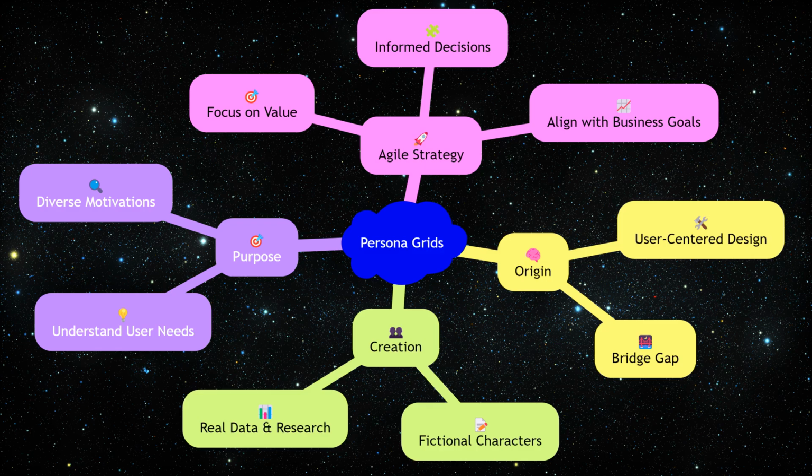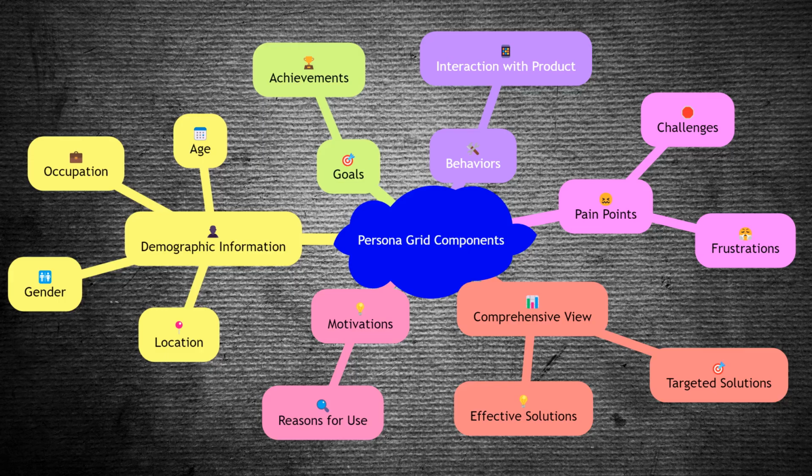In Agile strategy, persona grids are used to ensure that the product development process remains focused on delivering value to the end users. By keeping the personas in mind, teams can make informed decisions that align with user needs and business goals. A persona grid typically includes several key components: demographic information, goals, behaviors, pain points, and motivations.